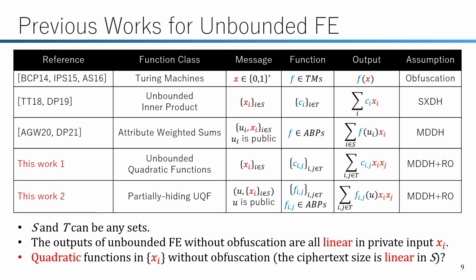Our second result is an extension to partially hiding functional encryption. In this scheme, the functional key is associated with a set of arithmetic branching programs, and the coefficients of the quadratic function are determined by these arithmetic branching programs and the public part of the message.